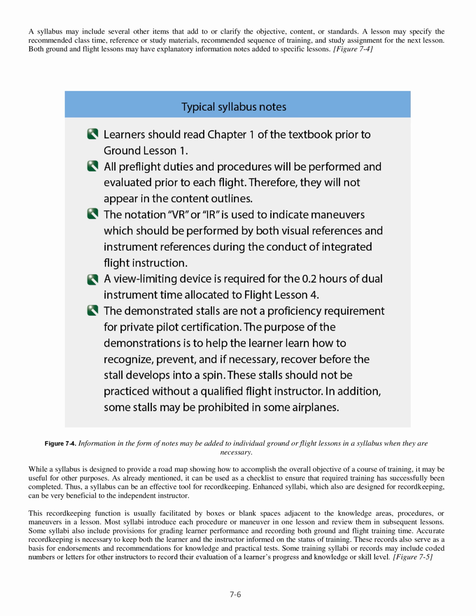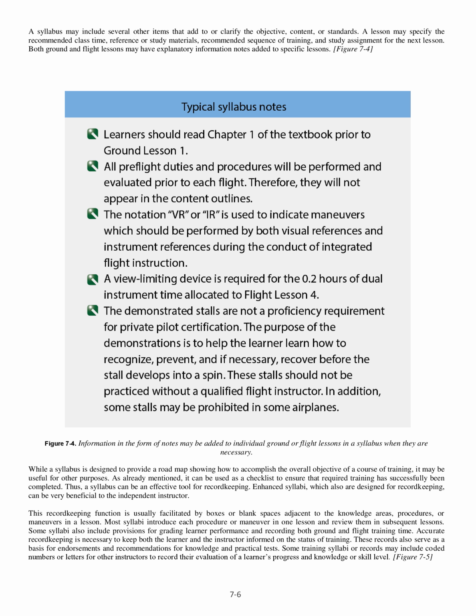A syllabus may include several other items that add to or clarify the objective, content, or standards. A lesson may specify the recommended class time, reference or study materials, recommended sequence of training, and study assignment for the next lesson. Both ground and flight lessons may have explanatory information notes added to specific lessons. Figure 7.4. While a syllabus is designed to provide a roadmap showing how to accomplish the overall objective of a course of training, it may be useful for other purposes.